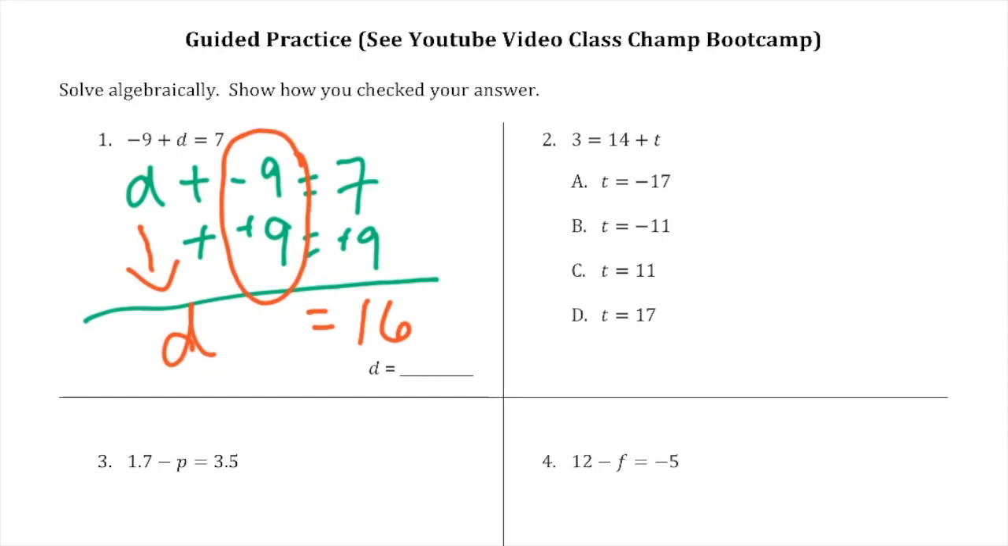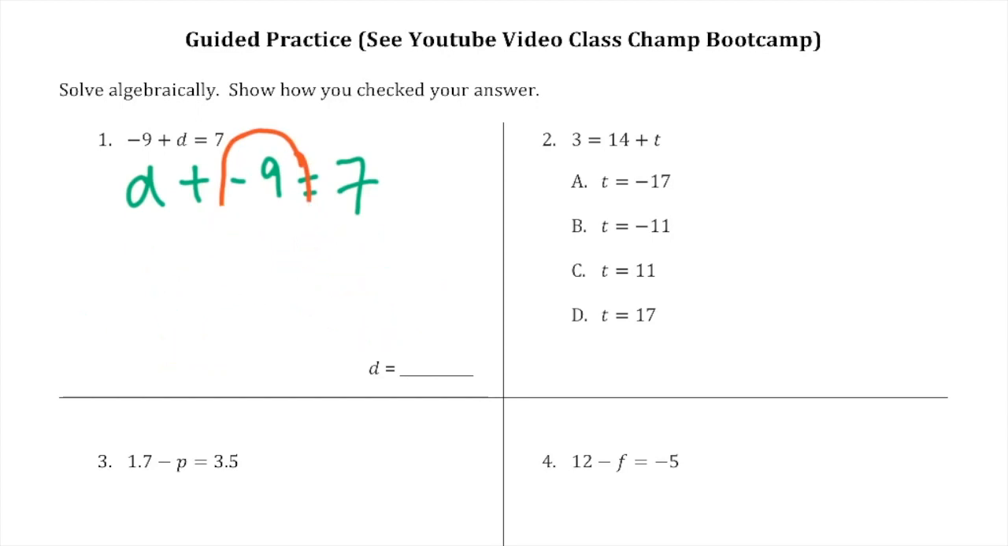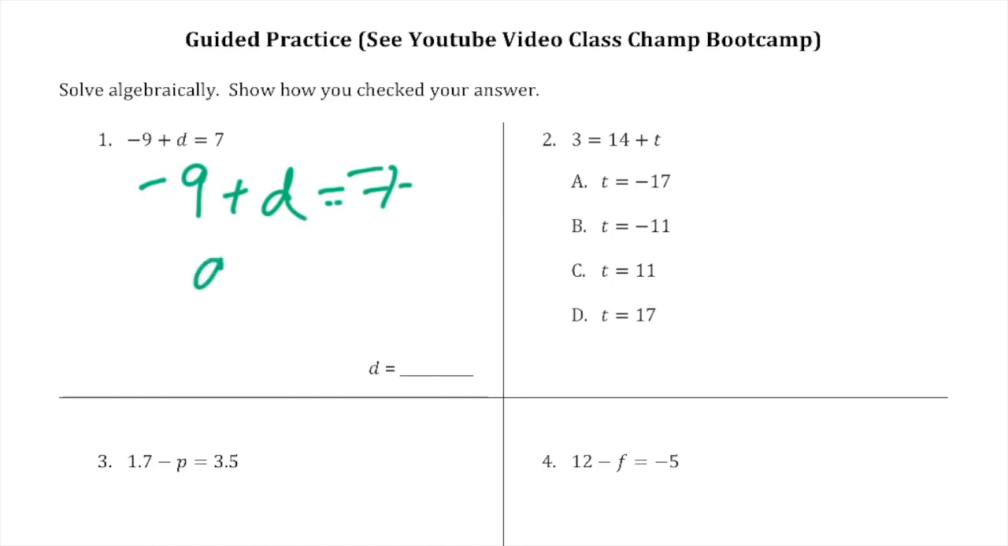I'm going to now check my work to make sure the solution works. When checking my work, I plug my solution back into the original equation. We found that D is equal to 16. And so now I'm going to rewrite the equation and then replace D with 16. And then I'm going to see if that checks out.